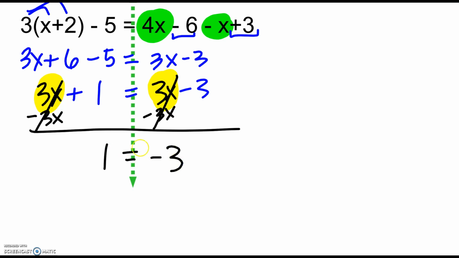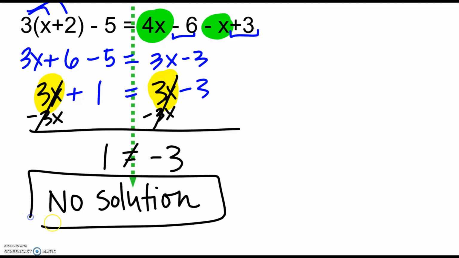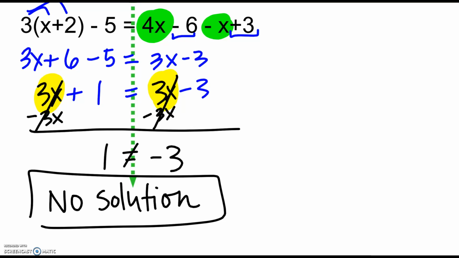We know in math 1 is not equal to -3. This doesn't make any sense. 1 will never be equal to -3. Because this statement is not true and our variables canceled out, that means that we have a situation where there is no solution. No solution means that there is no numeric value that we can substitute for our variable to get a true statement. And because there are no values that would make this true, our answer is actually no solution, and you can just write that down.